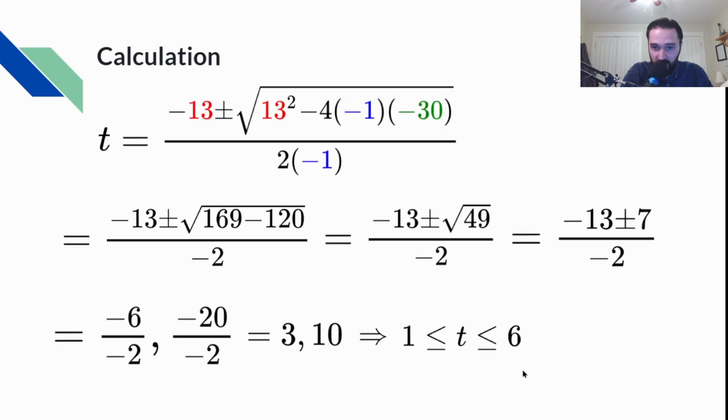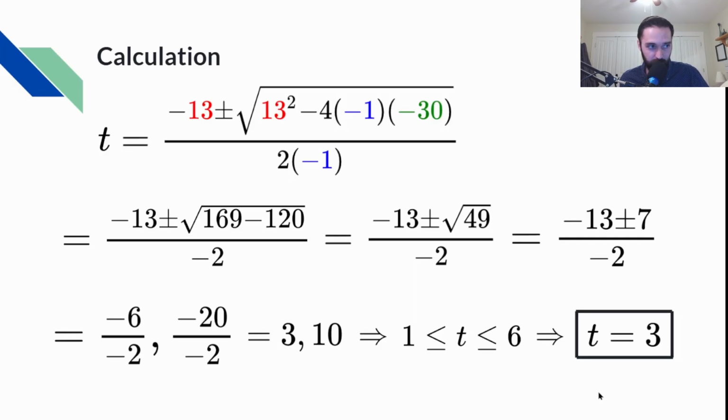But recall from the problem that t is restricted to this range here. It has to be in between 1 and 6, which means that we can pick one of these values and ignore the other one. We're going to ignore t equals 10 because it's outside of the domain, and we'll get t equals 3. So t equals 3 is my final solution. In the context of the problem, that's 3 days after the breakout of the influenza strain. 3 days after that we had 160 students with the flu.